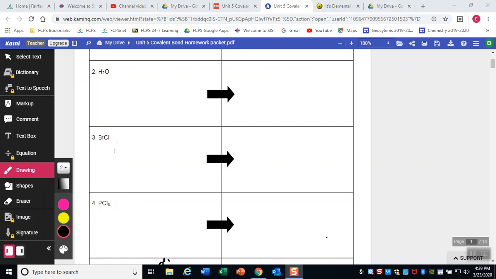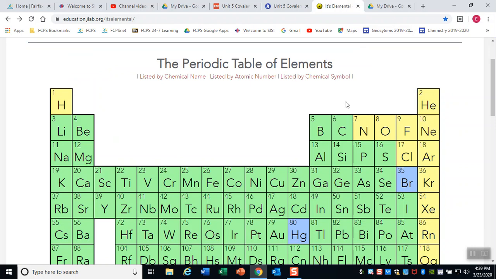Okay, so we're going to do the Lewis structure for bromine monochloride. So that means I have one bromine and I have one chlorine. All right, I'm going to look on the periodic table to see how many valence electrons they have. So here's chlorine and here's bromine. They're both in group 17. So they both have 1, 2, 3, 4, 5, 6, 7 valence electrons.